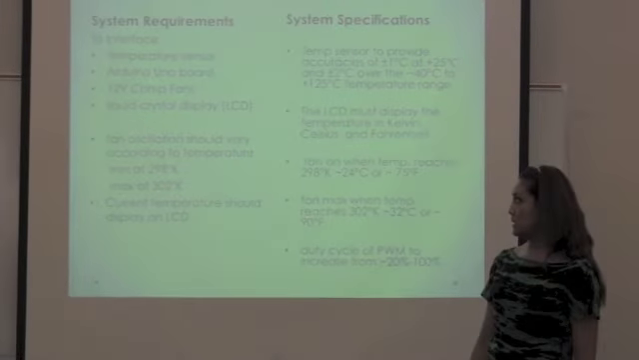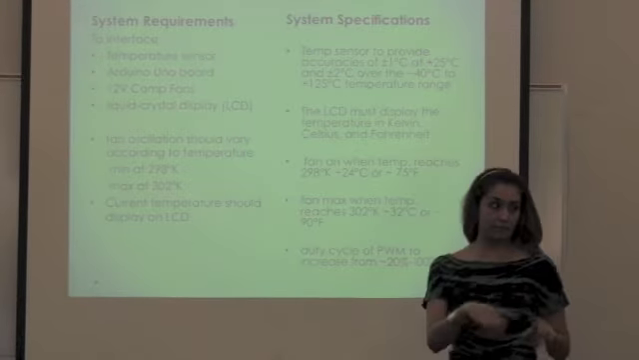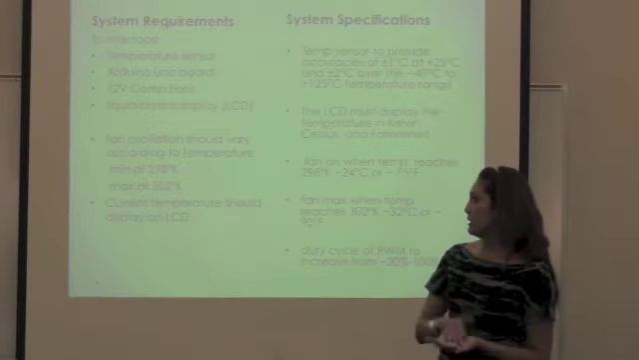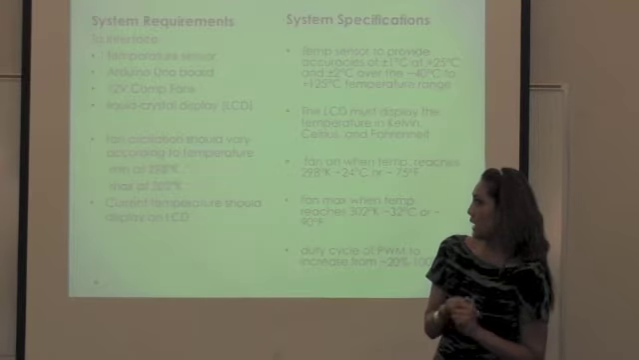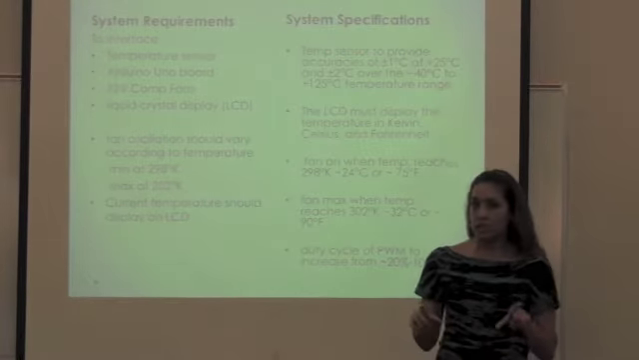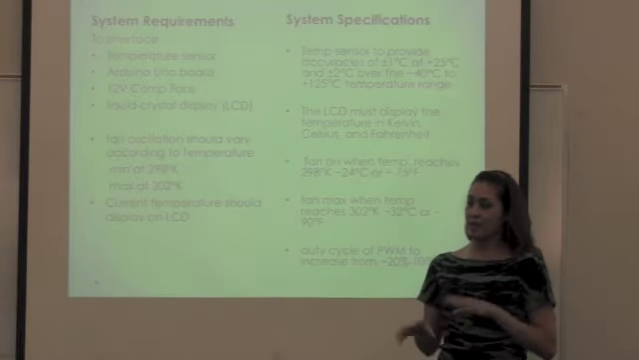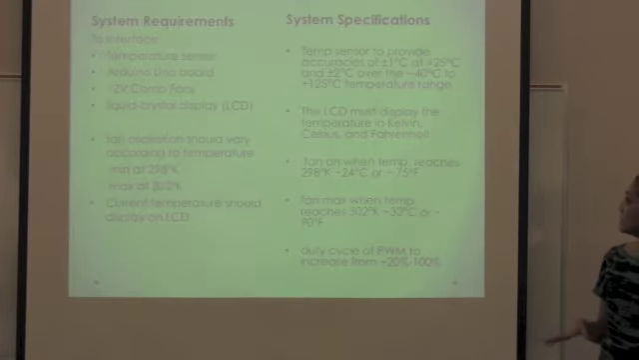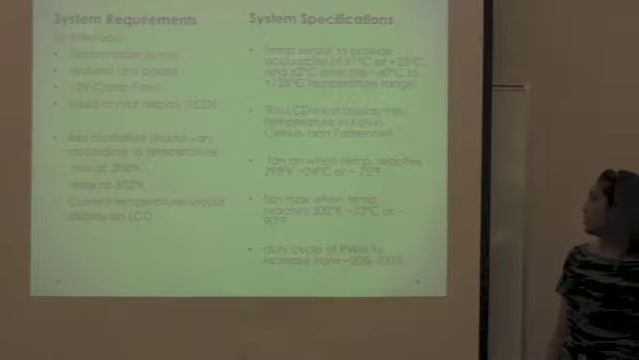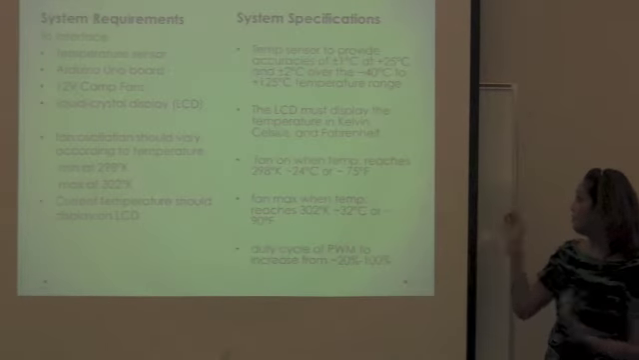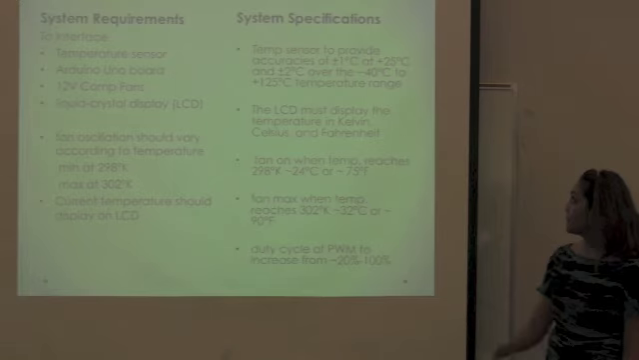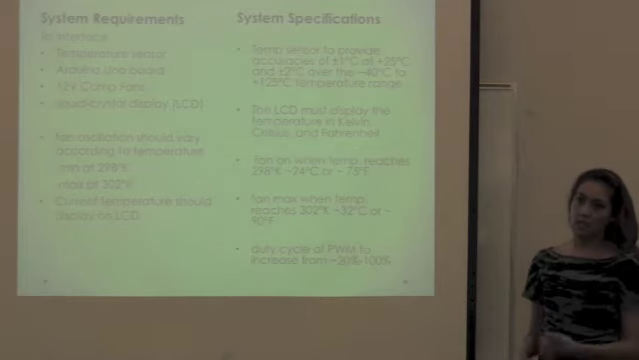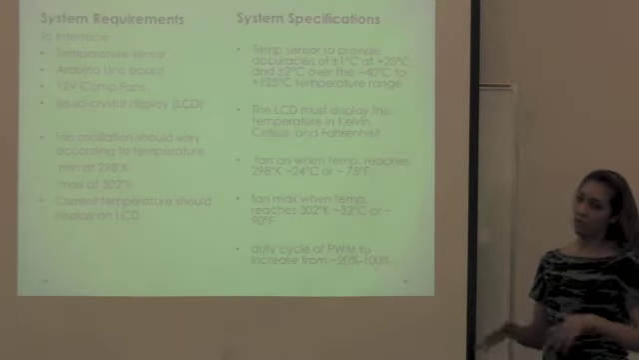We wanted the fan to oscillate according to the temperature of the sensor. So our minimum, we decided, should be 298K, maximum 302K. And the display should read the current temperature. And for specifications, we wanted the temperature to provide accuracy of plus or minus 1 at 25 and plus or minus 2 over the range of the temperature sensor, which we had already tested in our previous project 3, so we knew that worked already.